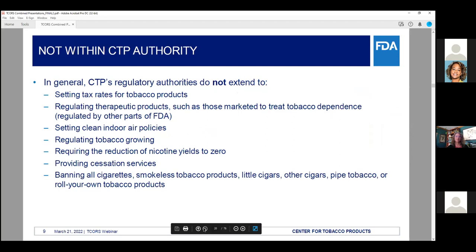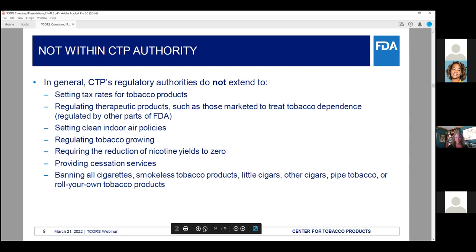So we've talked a little bit about our regulatory authorities. I wanted to just take a minute to note areas that are often studied within tobacco control and tobacco science, but are not within CTP's regulatory authorities and therefore are not part of the research that we can fund to support our regulatory activities. Some of those areas include setting tax rates for tobacco products, setting clean indoor air policies, and providing cessation services. Again, these are all areas that we acknowledge are important in tobacco control and tobacco science, but they are not within our regulatory authorities here at the Center for Tobacco Products and are outside of the areas of research that we're able to fund.